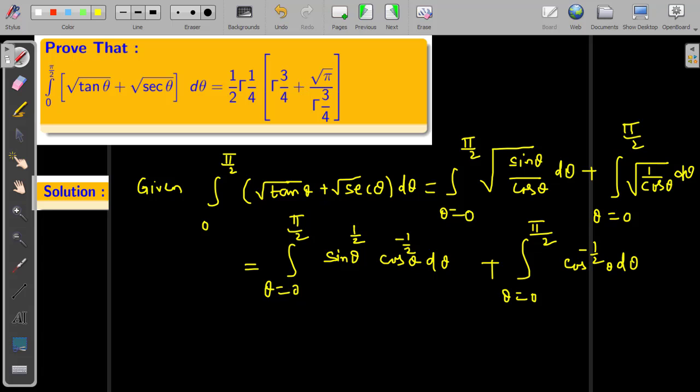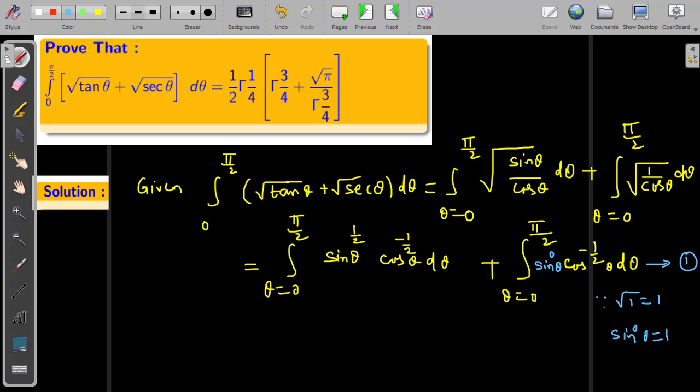After that, you can add a sine term from your side. It's not there, so how do you add it? Sine power 0 theta. I am adding it because I want to make both integrands in the same format. Basic results only I have used here: root 1 is 1, and sine power 0 theta is 1. Let us mark this as equation number 1.